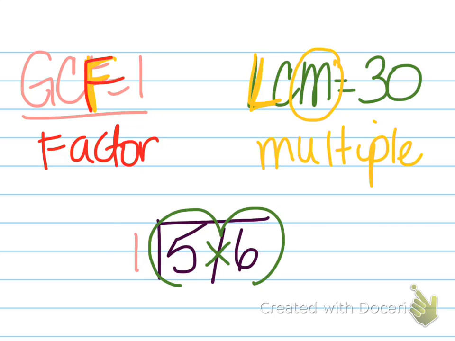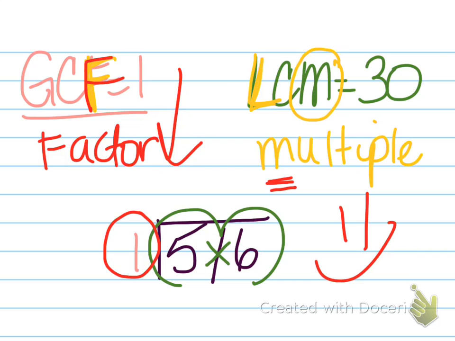The smallest factor that all numbers have is 1. Whereas the largest multiple, the greatest multiples, they never end. So just remember that my greatest common factor is always going to be lower than my least common multiple.